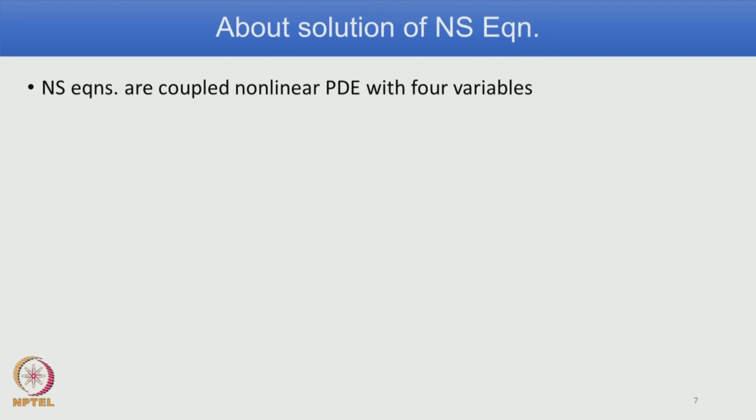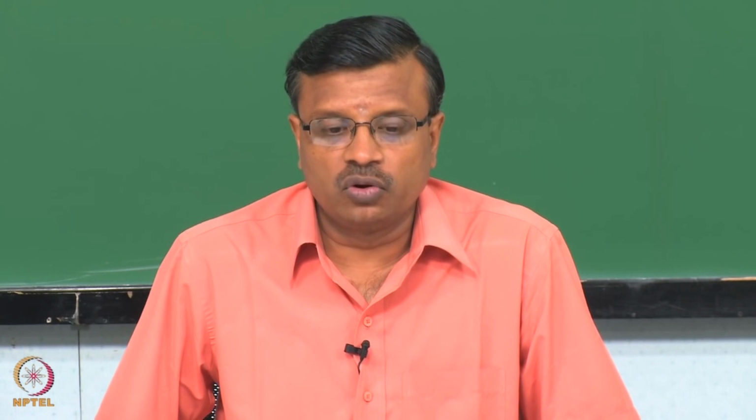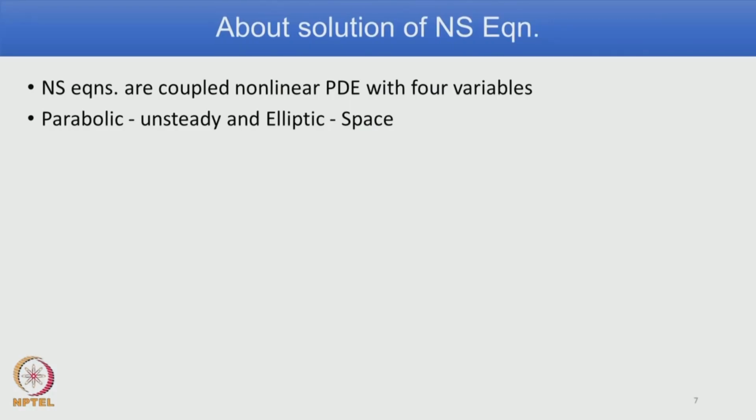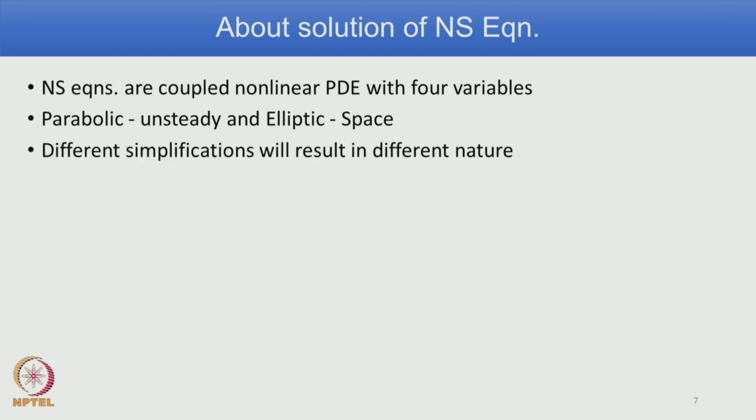Now, we know that the Navier-Stokes equation in full form does not fall under any one category. It is a coupled nonlinear PDE with 4 variables. It is parabolic because it has the unsteady term. It is elliptic in space because of the diffusion term. On the other hand, you can simplify the Navier-Stokes equation for different situations, hence it will result in different nature.